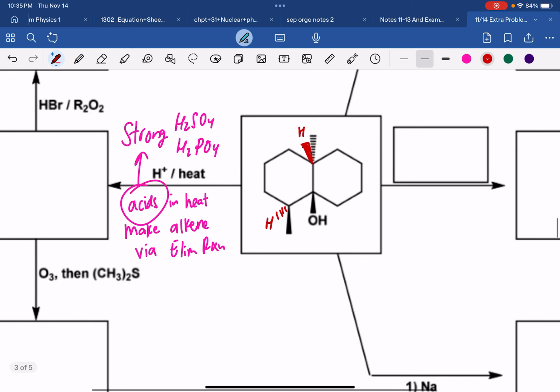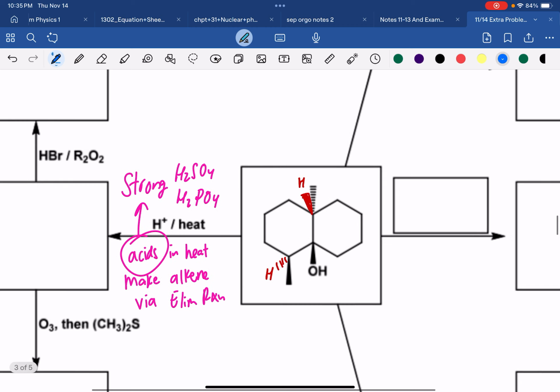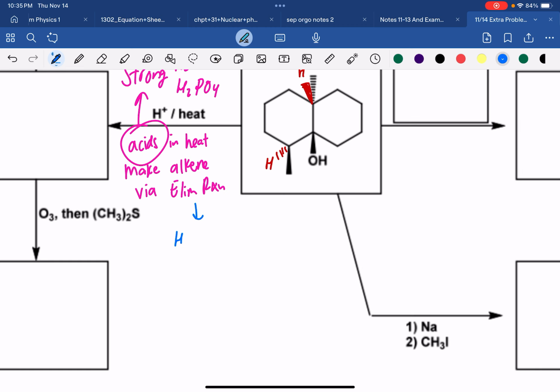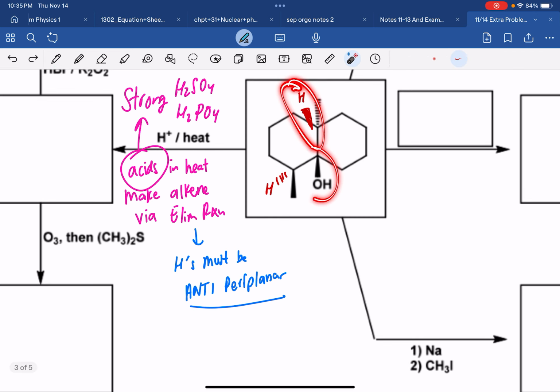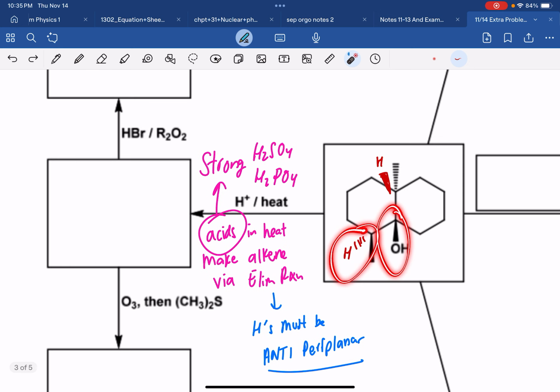And now I want you to tell me, for elimination, the hydrogens must be what? Think for a second. Must be anti-periplanar. So all that means is the leaving group, the OH, must be anti to the proton. So that's why we don't eliminate in this direction, because they're both on a wedge. Hopefully that makes sense. They have to be anti, one on a wedge, one on a dash. So we eliminate on the bottom left side to make a more substituted alkene.